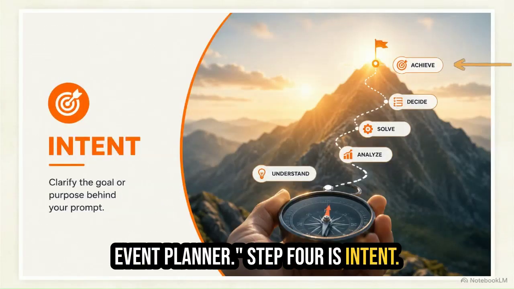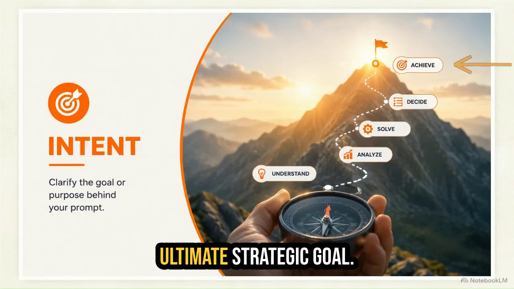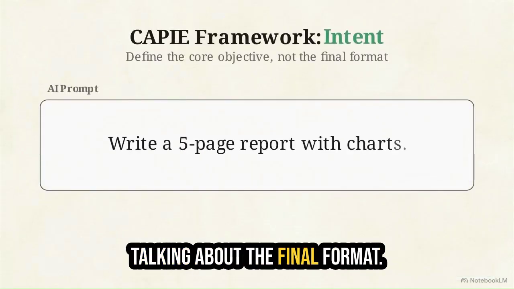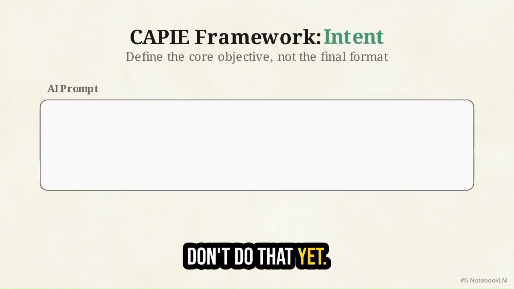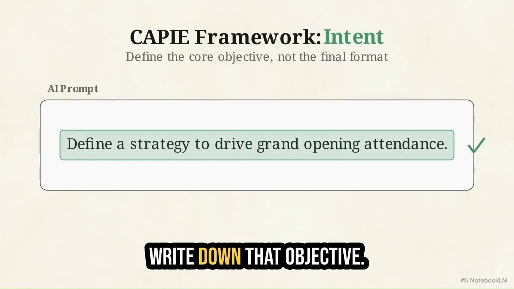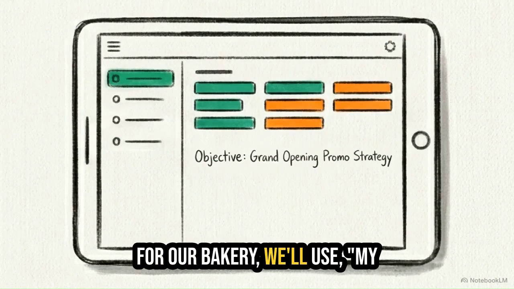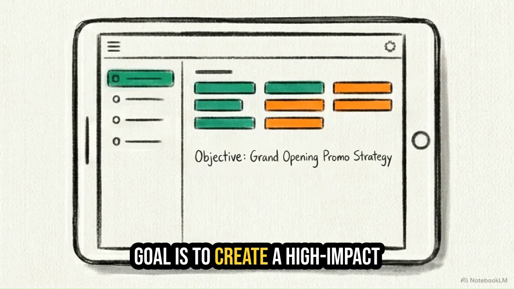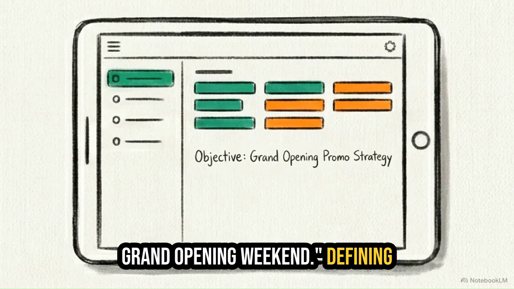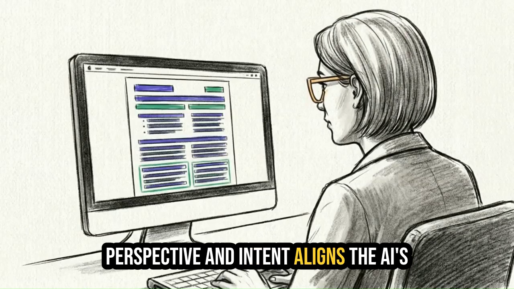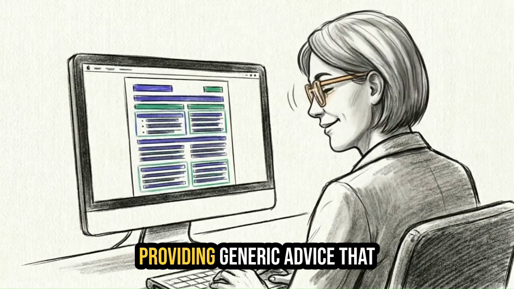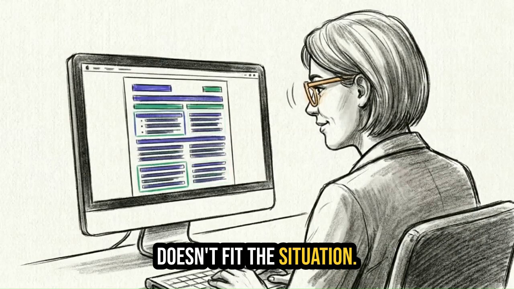Step 4 is intent. This is where you state your ultimate strategic goal. A common mistake here is to start talking about the final format. Don't do that yet. Focus strictly on the core objective you want to achieve. Write down that objective. For our bakery, we'll use, "My goal is to create a high-impact promotional strategy for our grand opening weekend." Defining perspective and intent aligns the AI's reasoning with your actual goals. It prevents the model from providing generic advice that doesn't fit the situation.